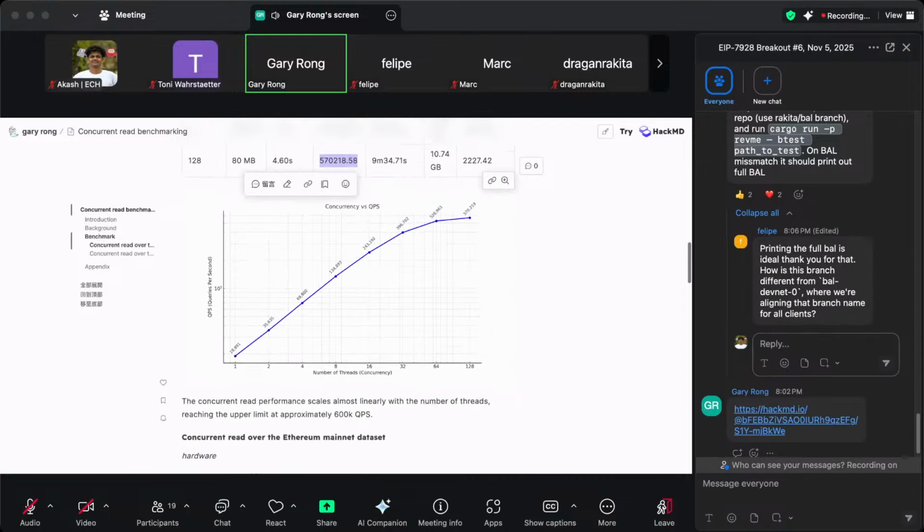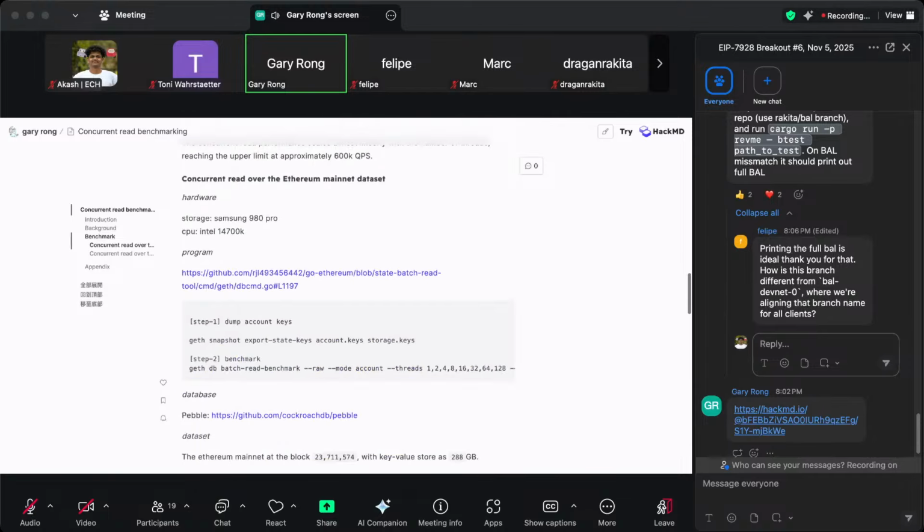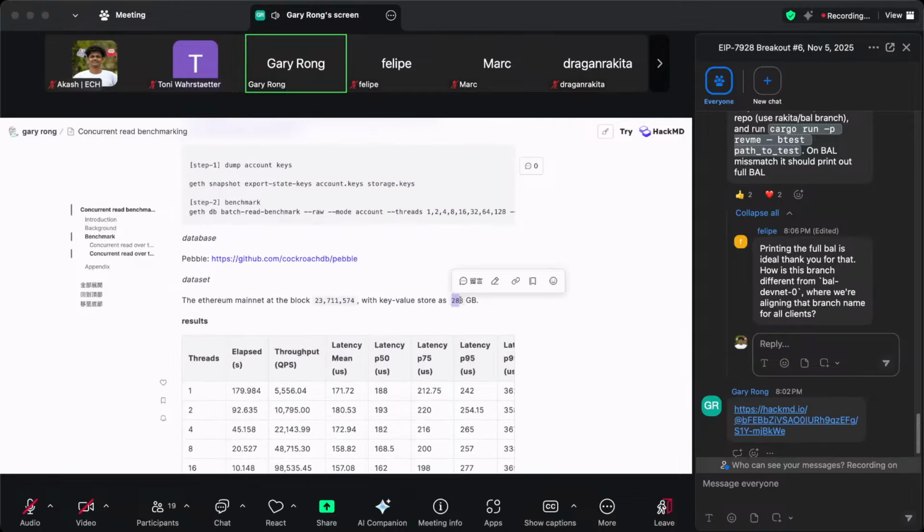So yeah, that's the read performance over the raw SSD. The next thing I did is I tried to perform this batch read over a real Ethereum mainnet Geth node. The background is that the database size is 288 gigabytes for the key value store.